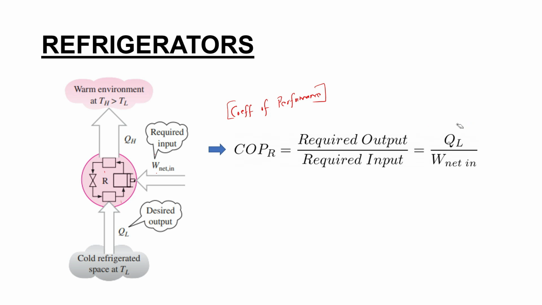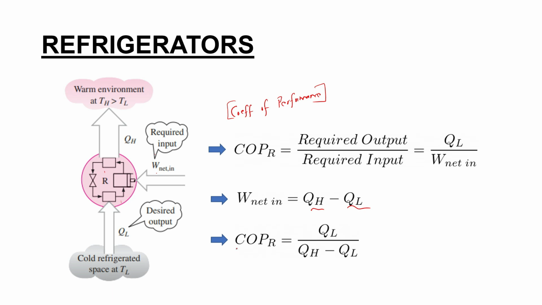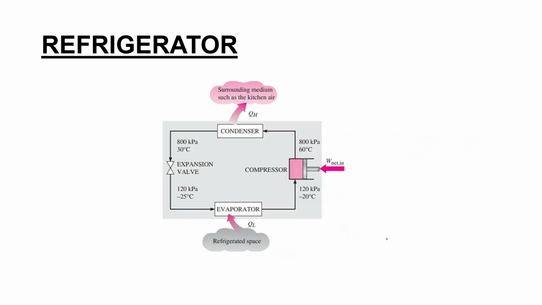So for a refrigerator we don't have efficiency. We only use the term COP, that is coefficient of performance. This is defined as the desired output by W net in. This point is very important, desired output. Again, according to the first law of thermodynamics, W net in is equal to QH minus QL. So the COP of the refrigerator can be written as QL by QH minus QL.